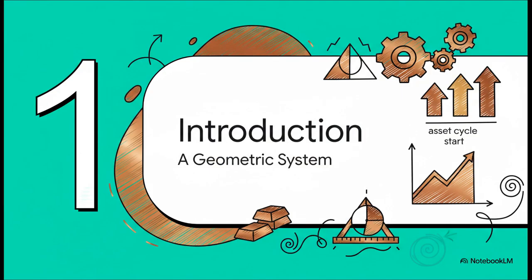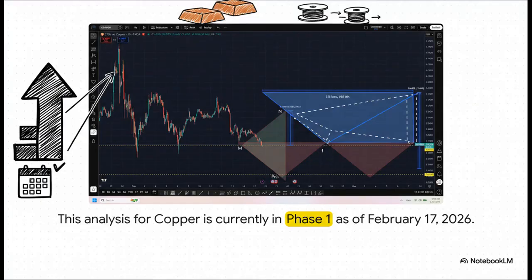The asset in the spotlight is copper. And according to the market DNA model, it's at the very beginning of a new cycle. So let's see exactly what that looks like on the chart. Okay, so here you can see it. As of February 17th, 2026, this analysis for copper is officially in phase one. If you look at the chart, you can see the price action interacting with the system's geometric shapes. You'll see labels like triangle 3 and that big trapezoid. These shapes are basically the visual framework for the whole model, and according to the system's rules, the event that actually triggered this phase was the price hitting that level marked M.